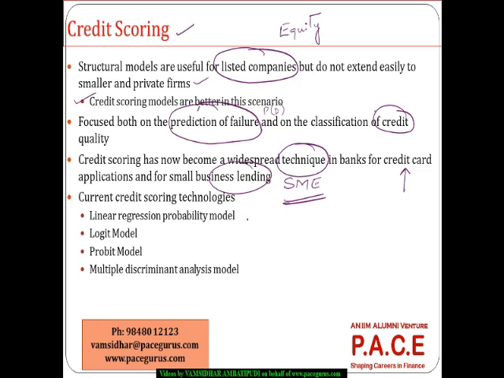Especially there are linear regression based probability models, the Logit model, the Probit model, and multiple discriminant analysis models, which we are going to look at. Some of the credit scoring technologies that are heavily used in the industry get classified into such different statistical approaches.